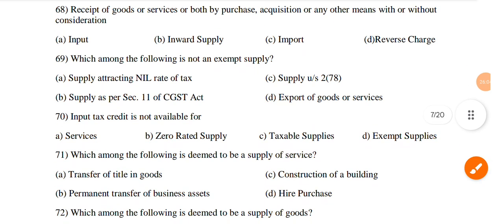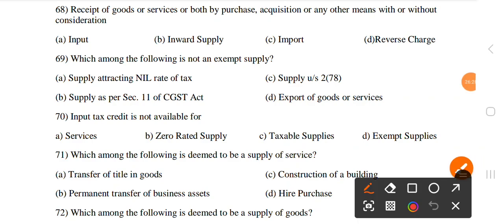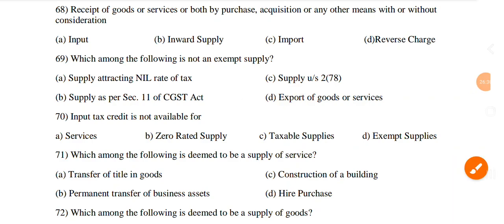Next question, which among the following is not exempt supply? Option A, supply attracting nil rate of tax. B, supply as per Section 11 of CGST Act. C, supply as per subsection 78. D, export of goods or services. Then the correct option is D, export of goods and services.